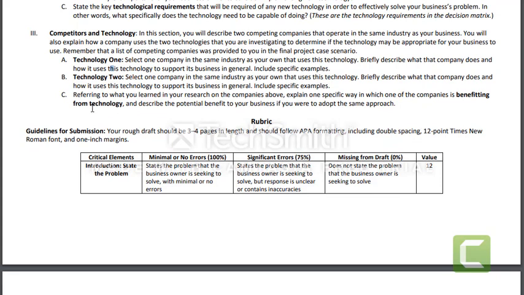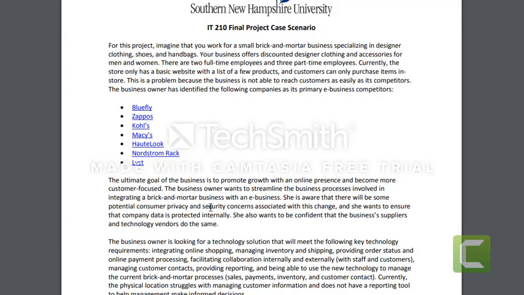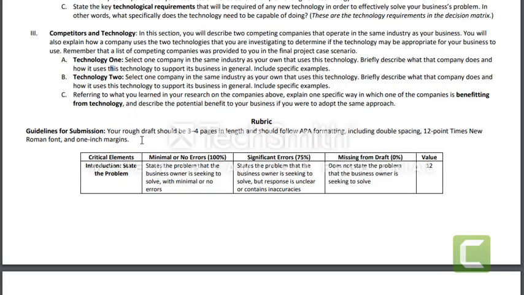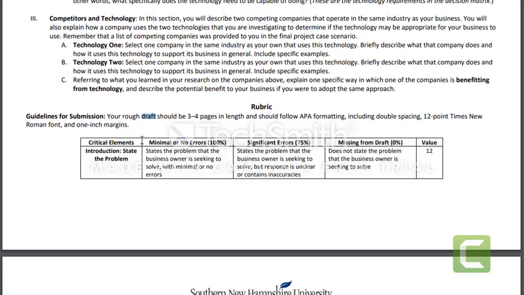Okay, and then finally, you're going to refer to what you learned in your research on the companies above and explain one specific way in which one of the companies is benefiting from technology and the potential benefit to your business if you were to adopt the same approach. So again, you need to be very specific. What is that tech company doing with their technology and how would it benefit this particular designer clothing business?